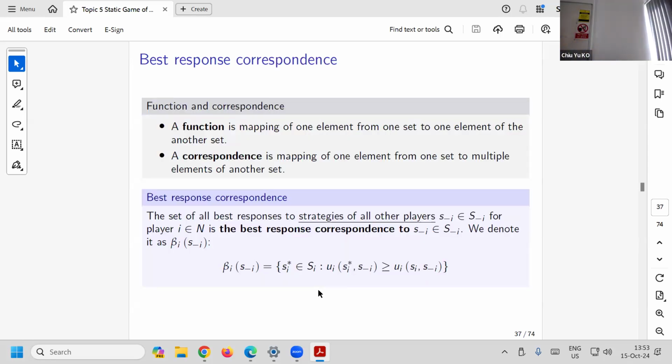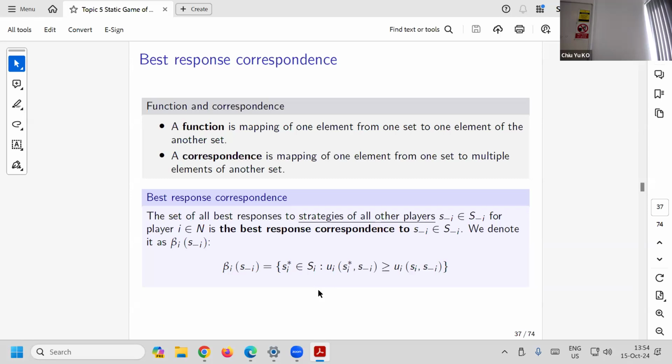And we have some terminology here. You probably learned that a function in mathematics is one-to-one, right? A function is like you give me one element, I give you one element. It's just a mapping, and a set function, or correspondence, is where instead of mapping to one element, you give multiple elements.